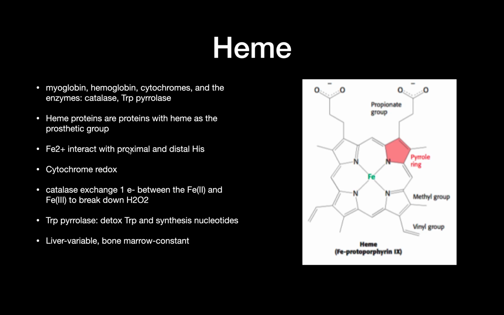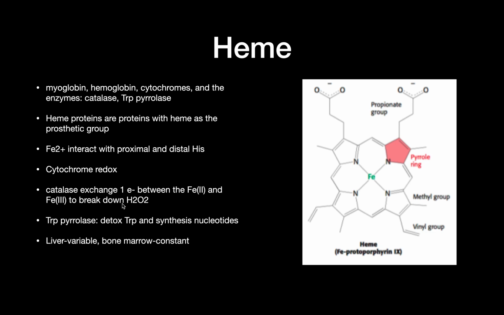Fe2+ interacts with the proximal and distal histidine, and it directly interacts with the proximal histidine, histidine 93 at position F8, and it interacts with the distal histidine, which is histidine 64, at position E7. And the distal helps stabilize the oxygen binding. It plays a role in the cytochrome redox reaction by transferring the reducing equivalents, and it involves a single electron transfer between the ferrous and ferric states of iron to break down hydrogen peroxide.